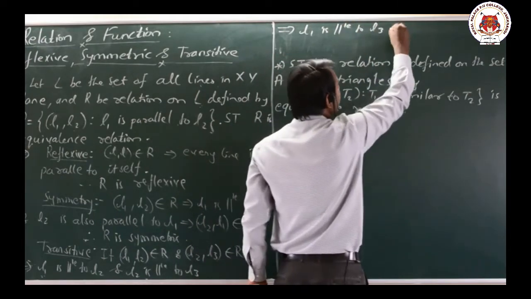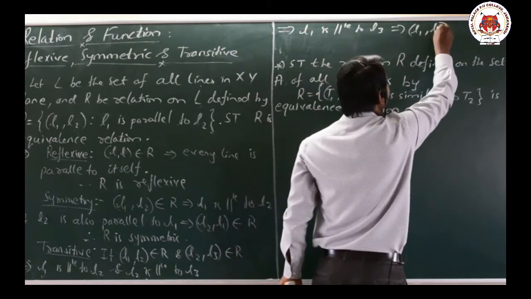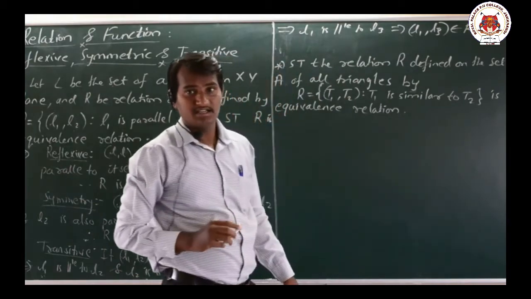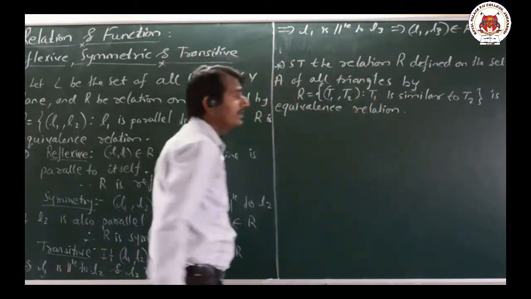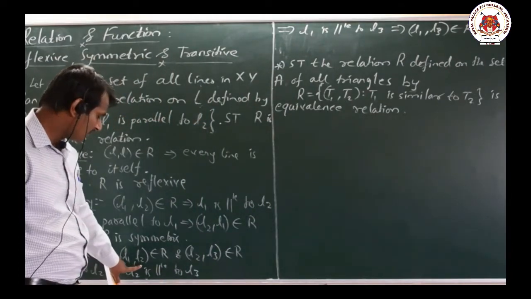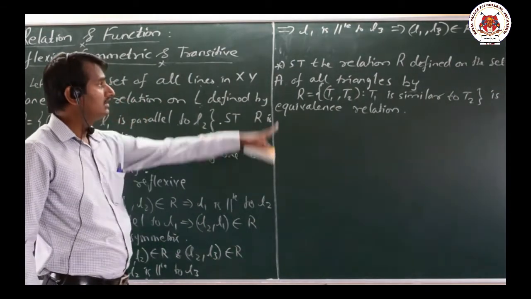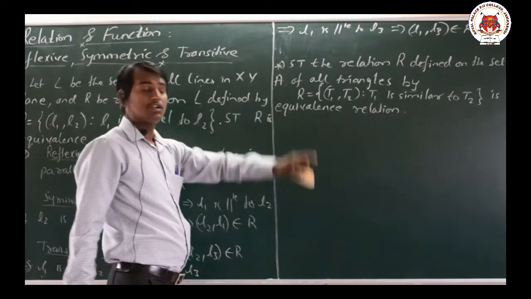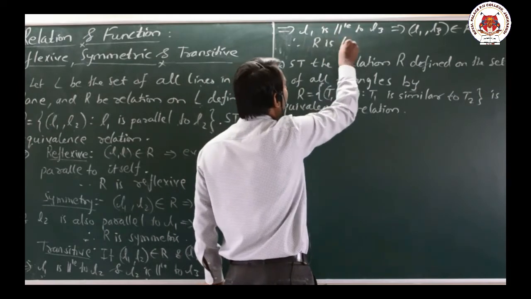Now what does it mean? That implies (L1, L3) belongs to the set R. That is the relation. Now here (L1, L3) belongs to R, we arrive at the result. First of all, what we have taken: if (L1, L2) belongs to R and (L2, L3) belongs to R, that implies (L1, L3) belongs to R. Therefore R is transitive.